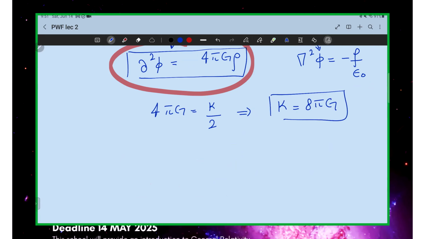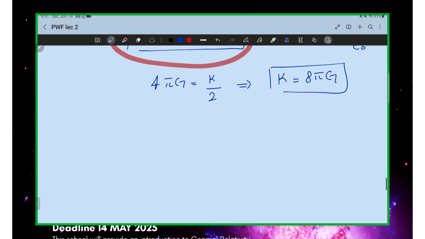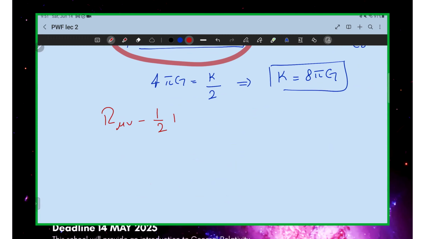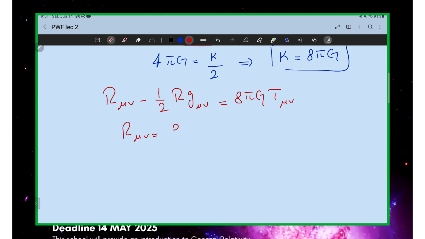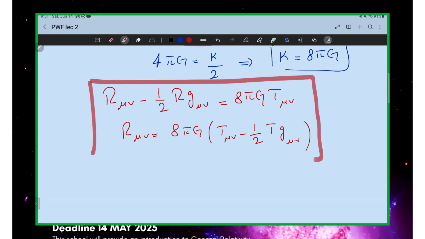So Einstein's field equation should be R mu nu minus 1/2 R g mu nu equals 8 pi G T mu nu. And I'm pretty sure that you have seen this particular equation before. In the trace-reversed form, we have 8 pi G times T mu nu minus 1/2 T g mu nu. So these are the two forms of Einstein's field equations that people use. To solve Einstein's field equation, people use the second form, as I mentioned last time. Let's see if people have questions before I move on.